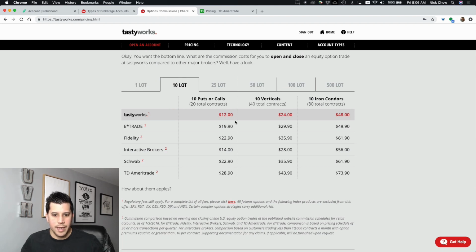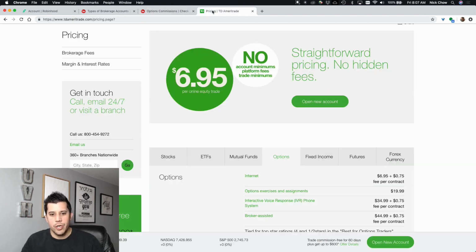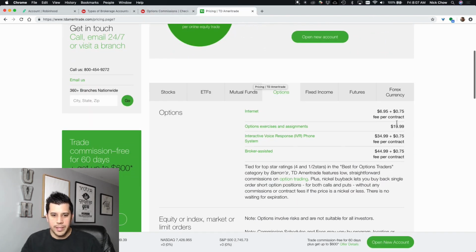If you open a 10 lot, it's going to cost you $12 versus these other guys. If you open a 25 lot, they cap the commissions at $10. The reason why it's more money is due to the regulatory fees, the exchange fees. They can't get around that. Everyone gets a piece of the pie. But if you're looking at TD Ameritrade, it's $6.95 plus 75 cents per contract, so for a small account, I definitely recommend Tastyworks.